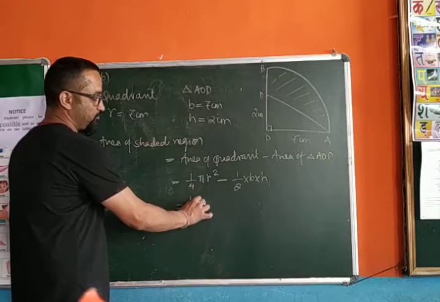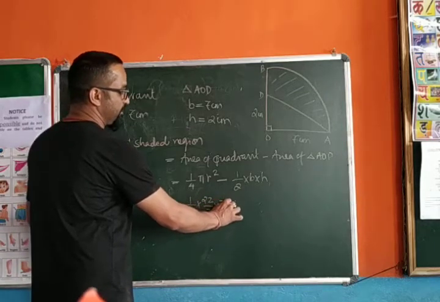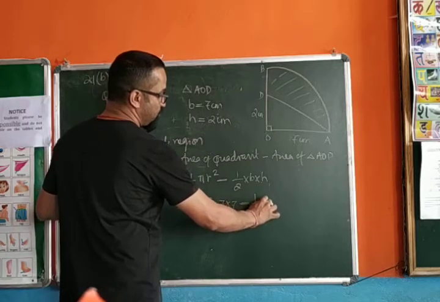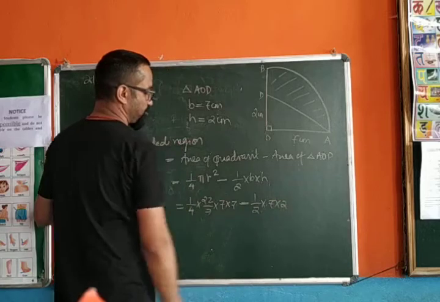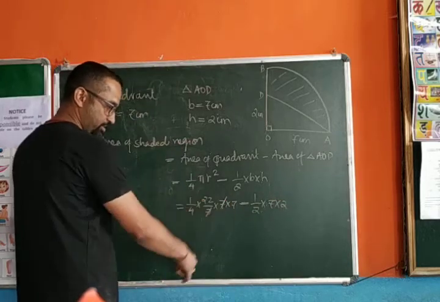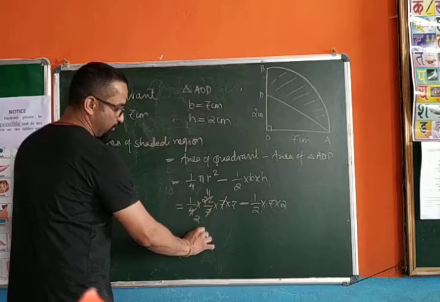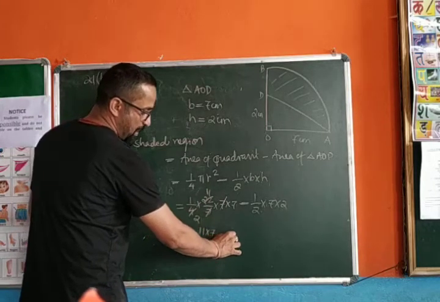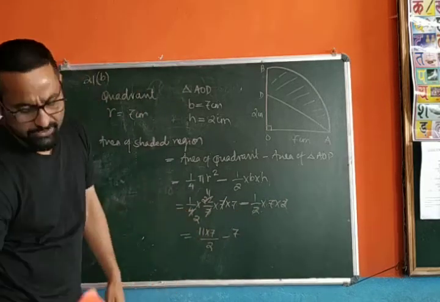1 divided by 4 pi is 22 by 7. Radius we take it as 7 into 7 minus 1 divided by 2 into base is 7. Height is 2. 7 cancels. 2 times 11 times. We get 11 into 7 divided by 2 minus 2 cancels, you get 7. Simplify this.